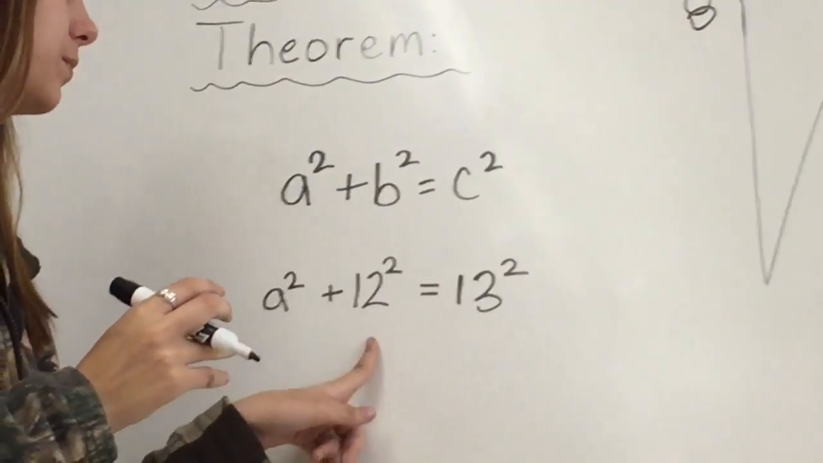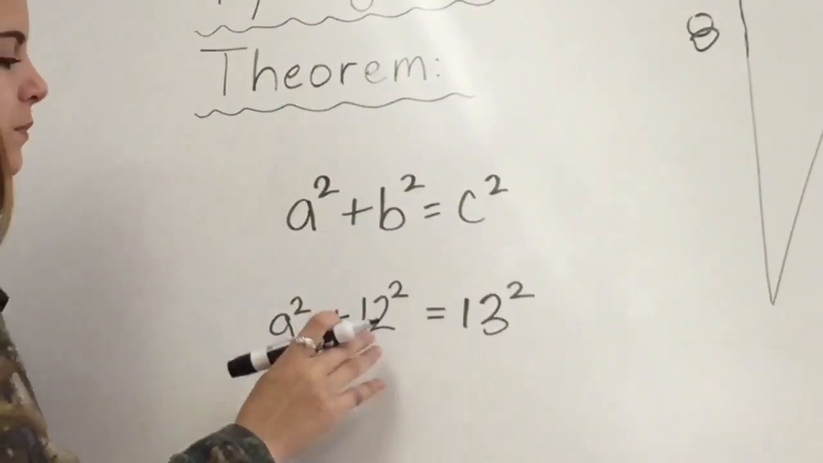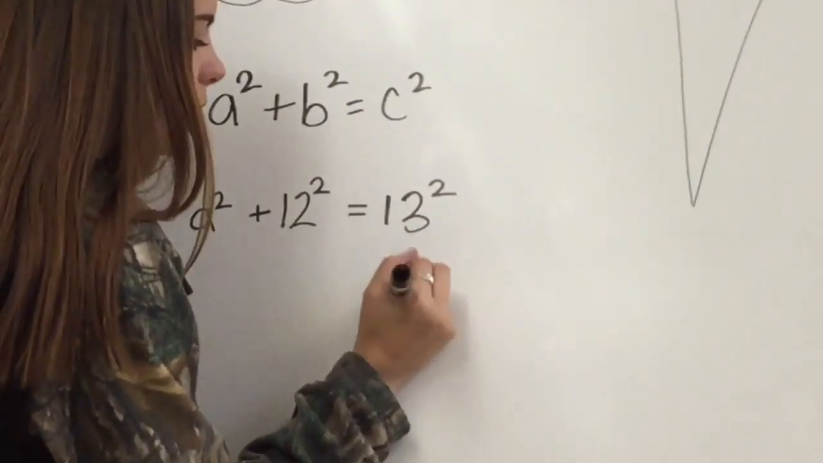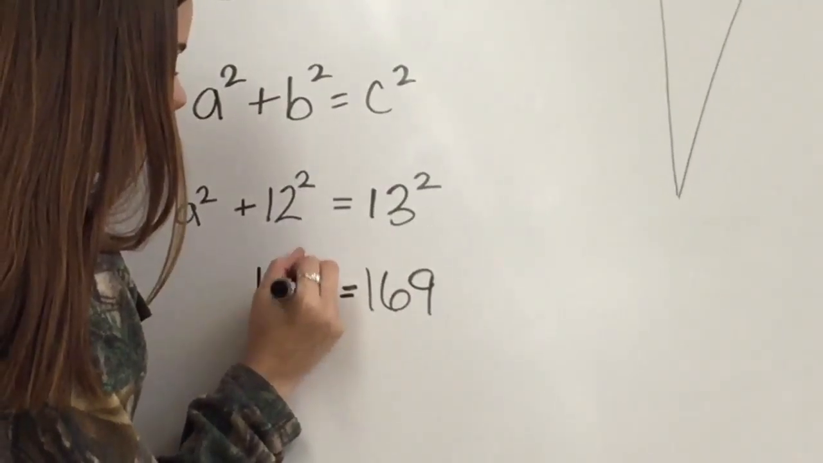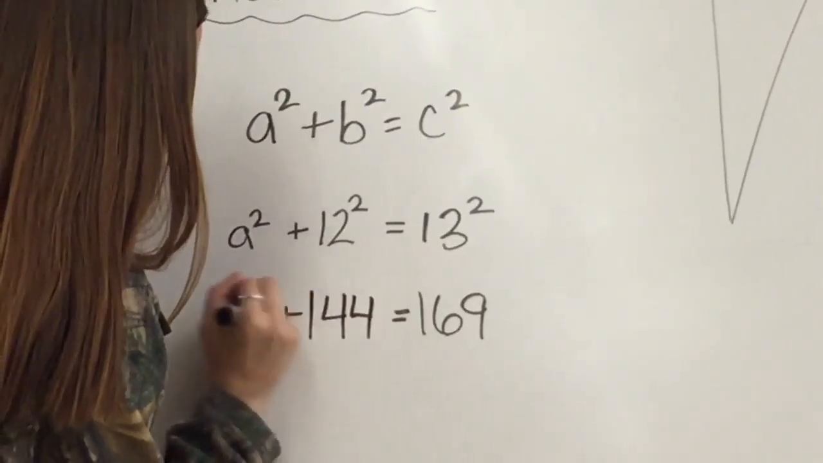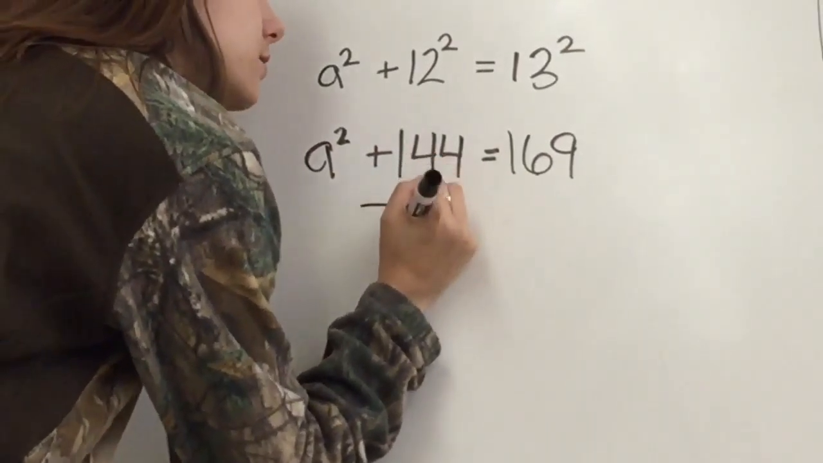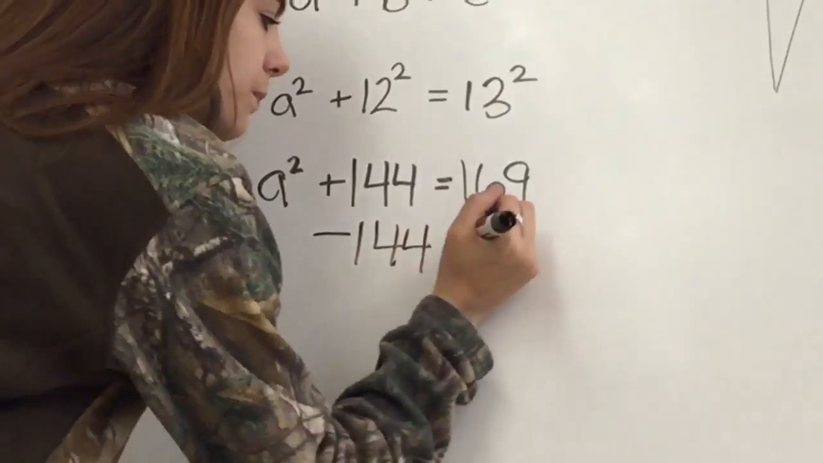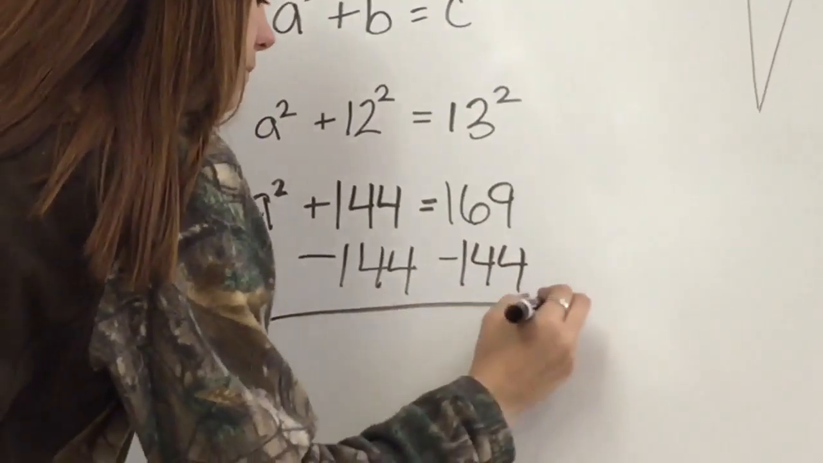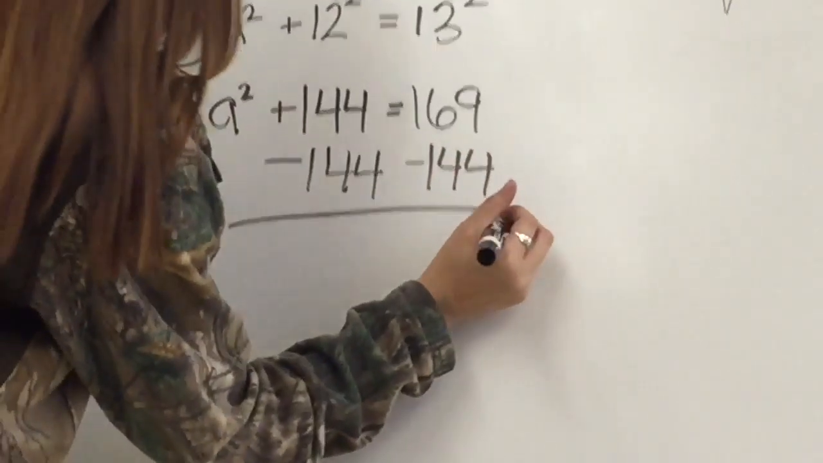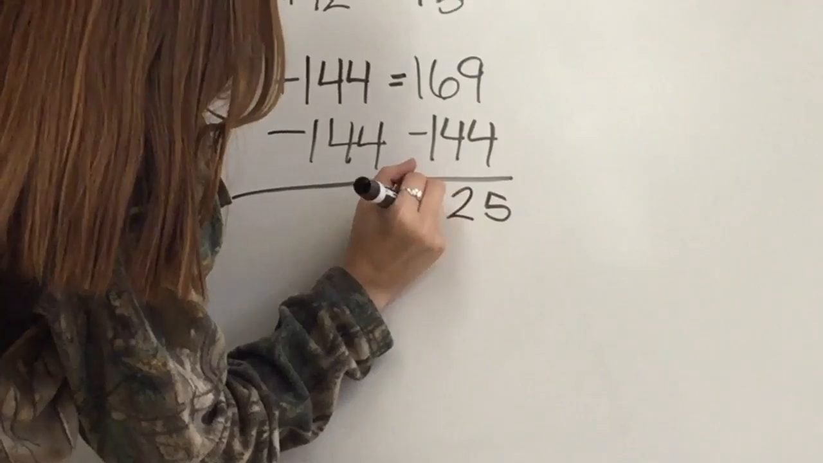Now, once again, we just find what these are and then solve it algebraically. 13 squared is 169, and 12 squared is 144. And then we still have our plus a squared. Now we just subtract 144. And we get 25.